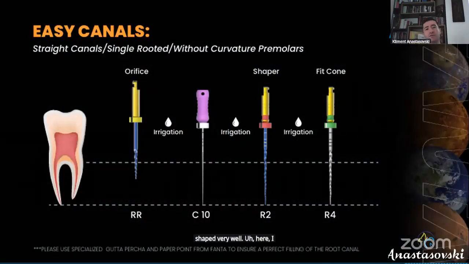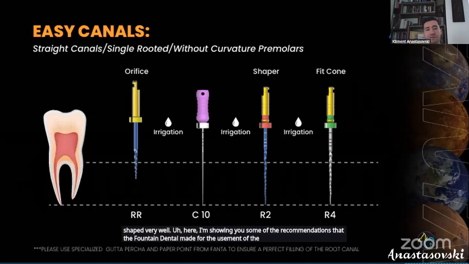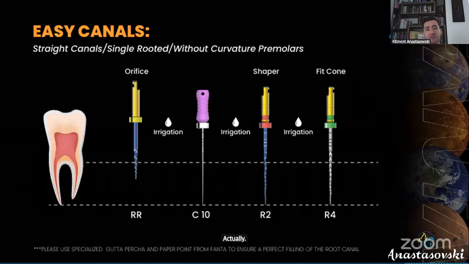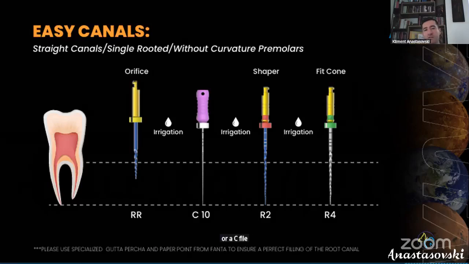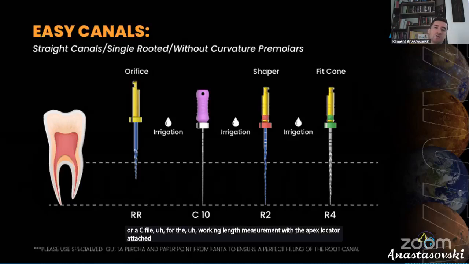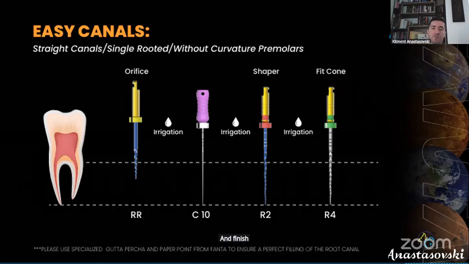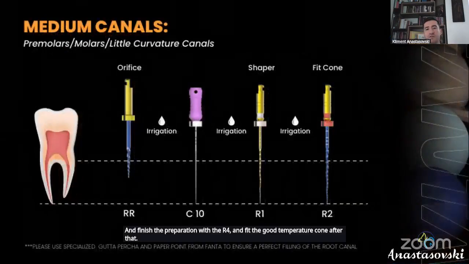Here I am showing you some of the recommendations that Fanta Dental made for the use of the RISING file system. In easy canals, straight canals, single rooted without curvature, you can choose to use the RR, the orifice opener file, before measuring the length with a 10K file or a C file, for the working length measurement with the apex locator attached. And then you can go straight ahead with the R2 and finish the preparation with the R4 and fit the gutta-percha cone after that and finish your preparation.